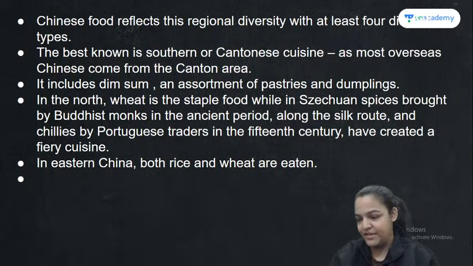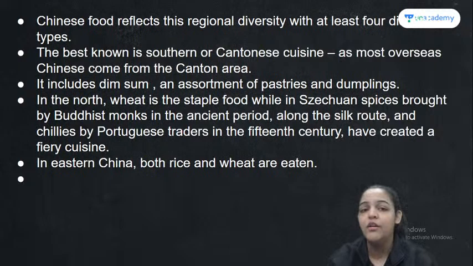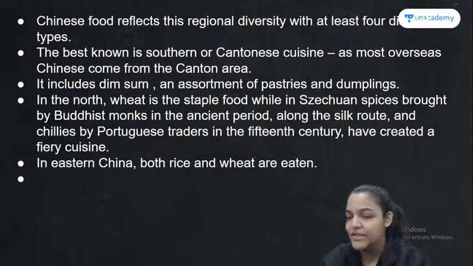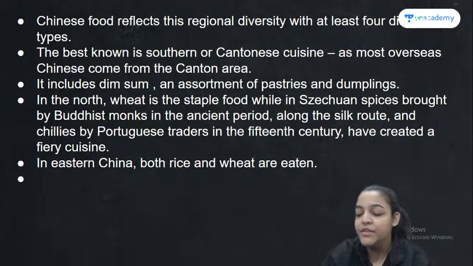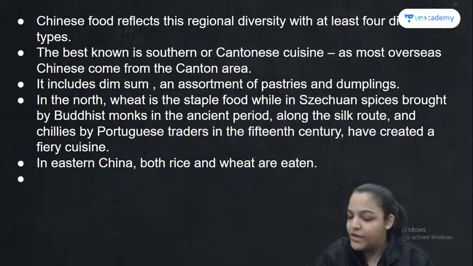Now, in the north, wheat is the staple food, and it's actually very spicy because they use a lot of Szechuan spices. Now, these Szechuan spices were actually brought by the Buddhist monks. They brought them in the 15th century, so their food is very spicy. It's a very fiery cuisine, and eastern China has both rice and wheat.